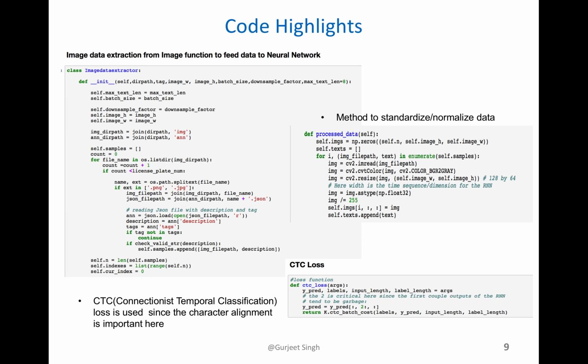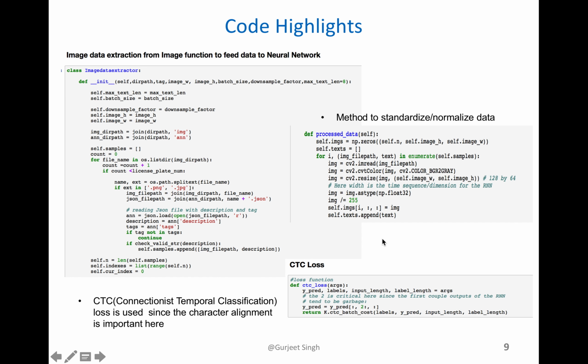One of the methods is process data, which we can see here, where I'm taking an image of some height and width and reading that image and then converting that image to grayscale, resized to a particular width and height. Here I'm using 128 by 64. Once it is resized, I am dividing by 255 to basically normalize that image.